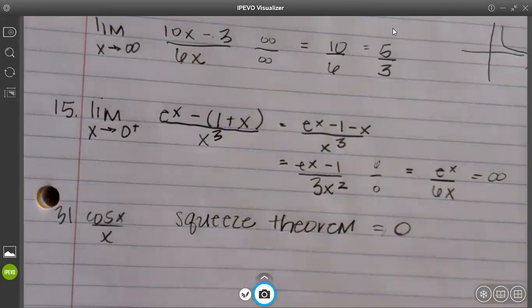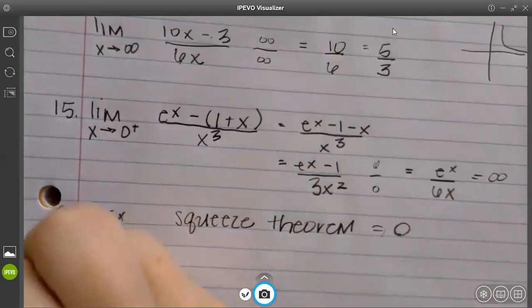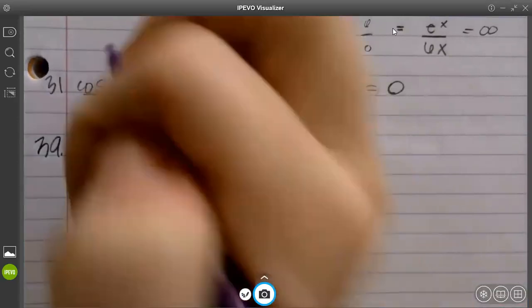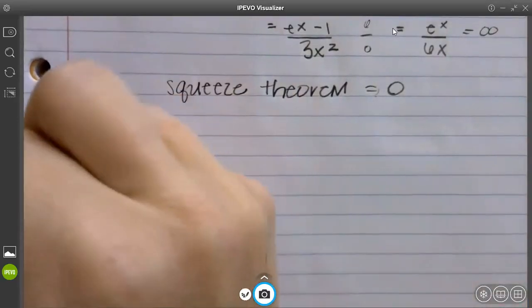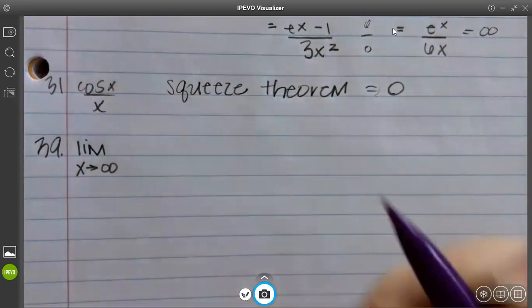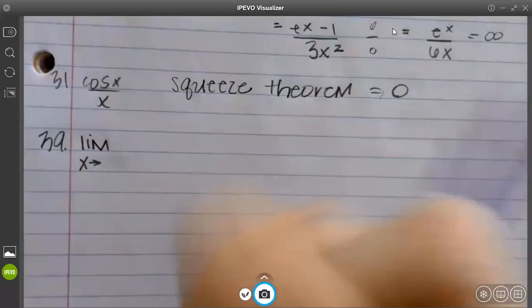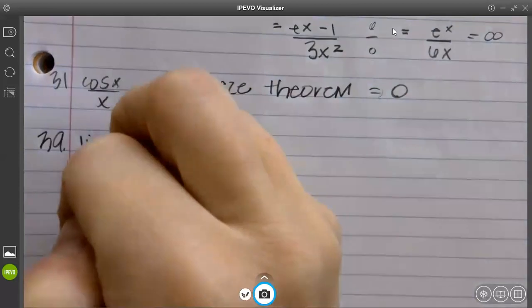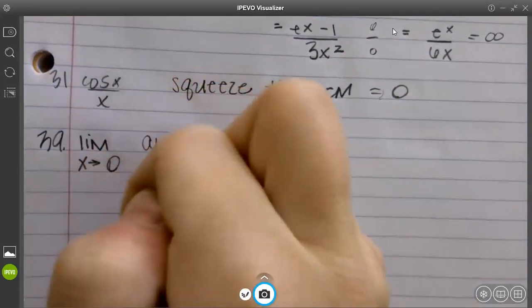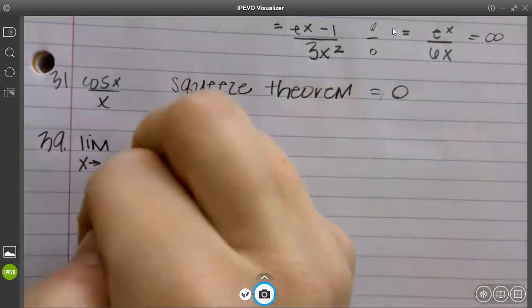All right, what about 35? Everybody good with that one? 39. You need 39? I didn't hear you, I'm sorry. Yes, okay. The limit as x approaches infinity, note 0, of arc tan over sine.